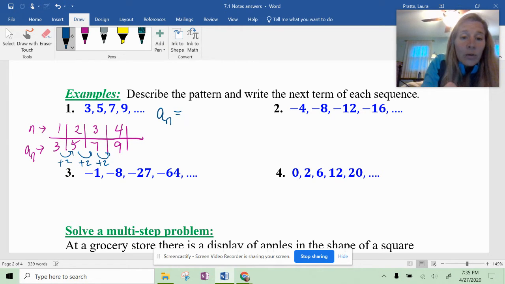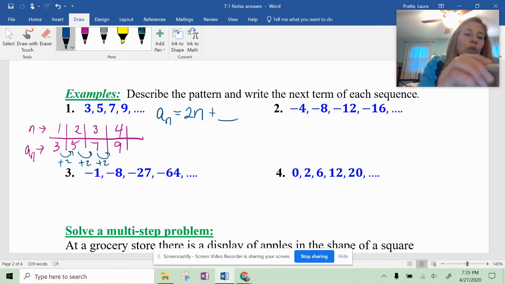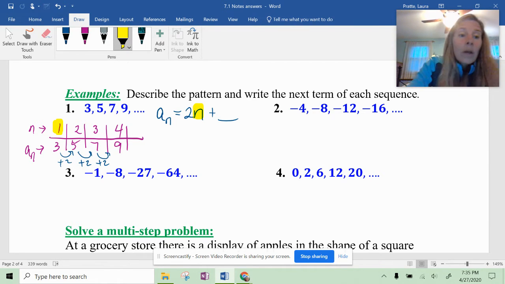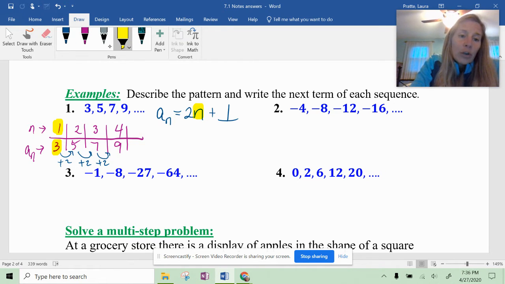So a sub n equals 2n, and then you have to figure out, are you adding or subtracting anything? And that's how you check it. So let's say we want to check the first term. If I plug in a 1 here, 2 times 1 is 2, but I need my output to be a 3. So what else do I need to add to that? A 1. So now let's check it for the next one and make sure it works for that too. So if I plug in a 2, 2 times 2 is 4, plus 1 is 5. So it works for that one.